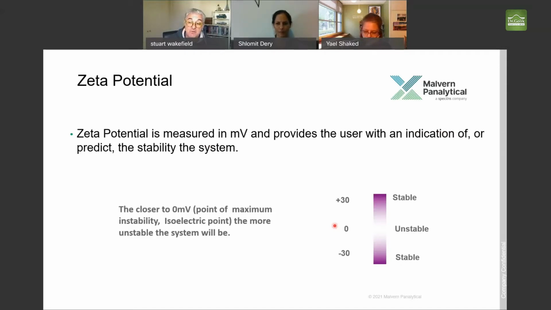Now, the further you move away from 0 millivolts, either to a positively charged system or a negatively charged system, the more stable your system will be, the less likely it is to flocculate. Of course, 99% of industry today is trying to make a colloidal dispersion which doesn't aggregate, flocculate or coagulate. They want a dispersed system. Of course, in the water treatment industry, we want the opposite. We want to flocculate it. So the goal is always to move towards 0 millivolts as a Zeta Potential measurement from your system.